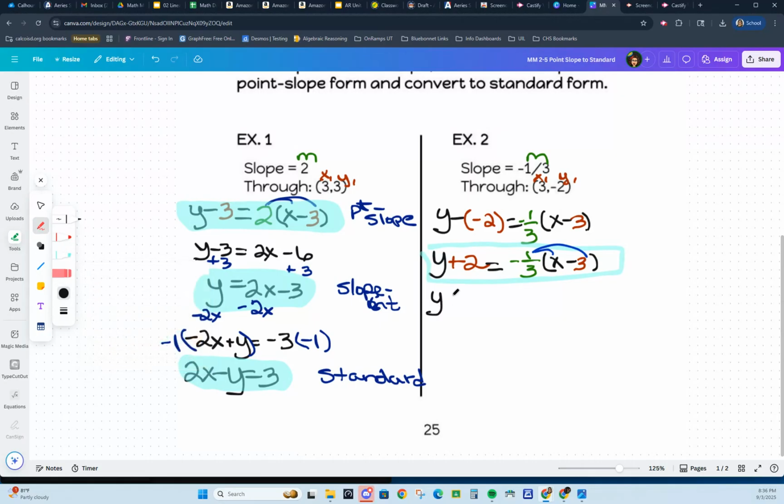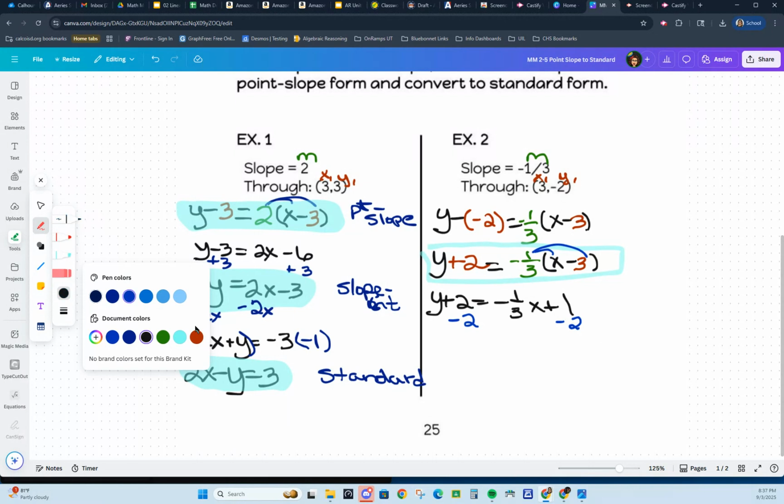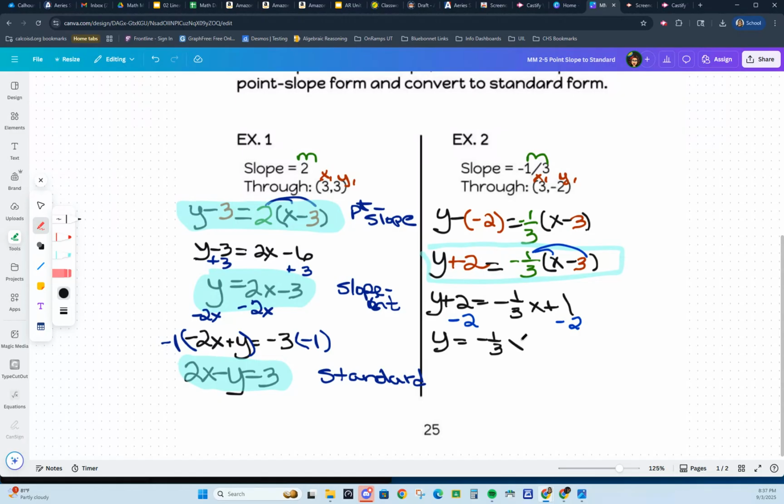We're going to have y plus 2 equals negative 1/3 x, and then negative times negative, we will have a positive, so plus 1/3 times 3 is going to be 1. Okay. Now we'll subtract this 2 from both sides and get y equals negative 1/3 x minus 1. This is our slope-intercept form.